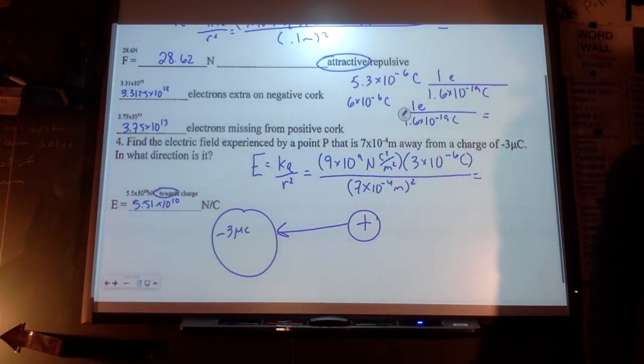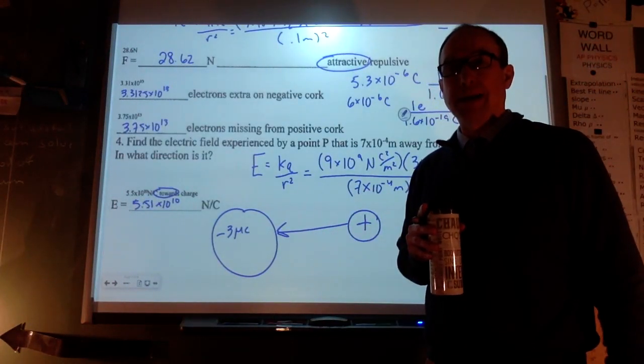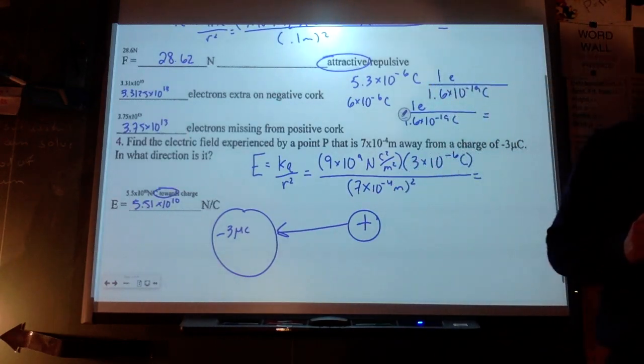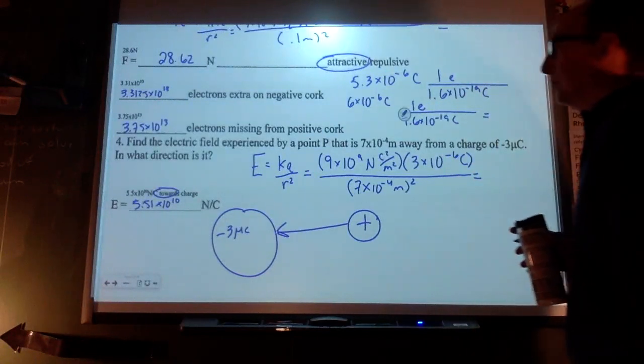And again, this is arbitrary. We'll see when we get into capacitors how they decided what was positive and negative. Ben Franklin's responsible for that. It has to do with accounting, as silly as that might seem.